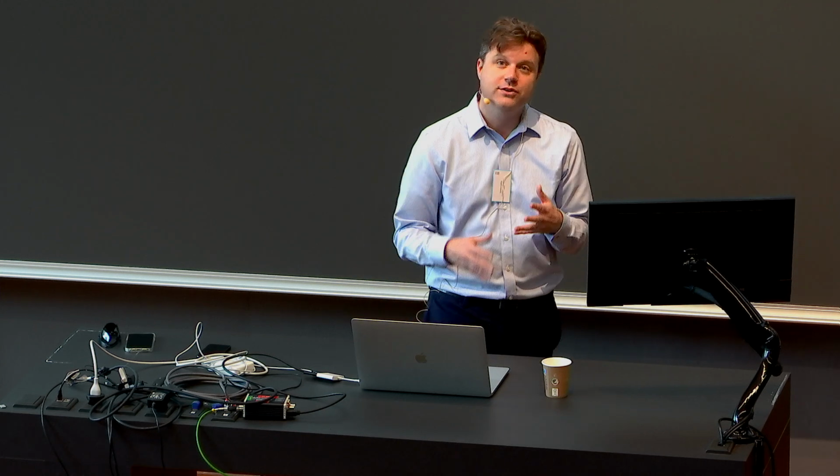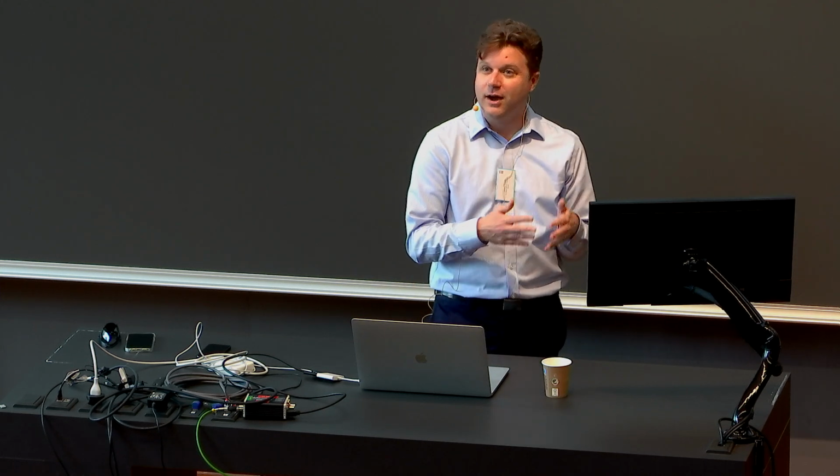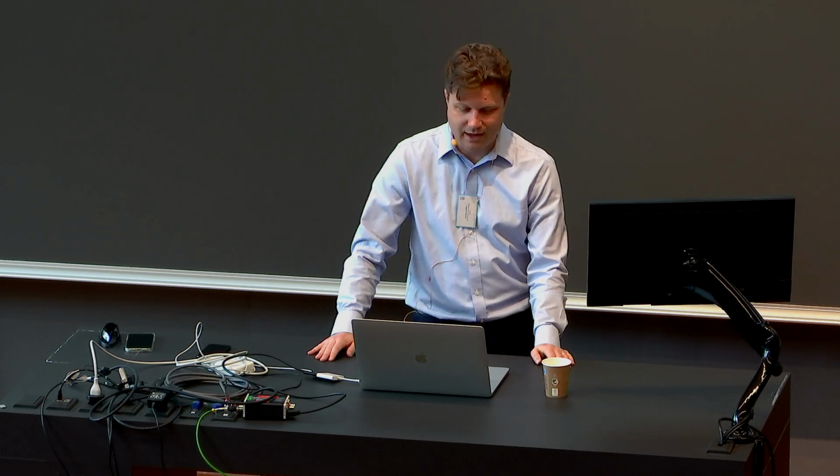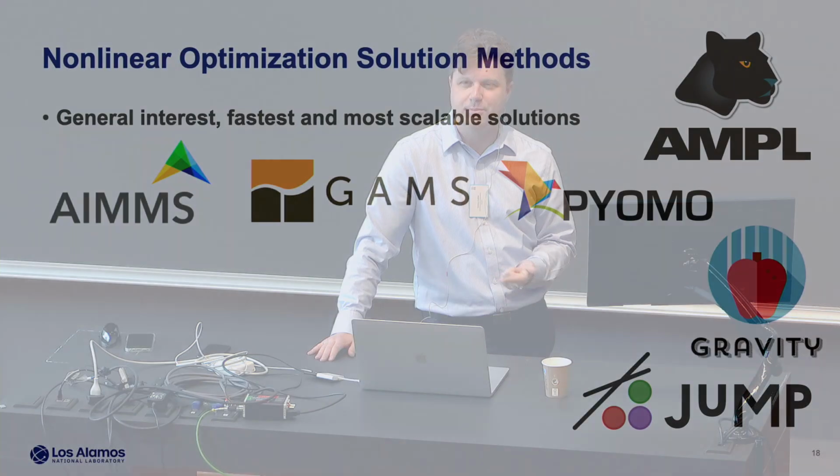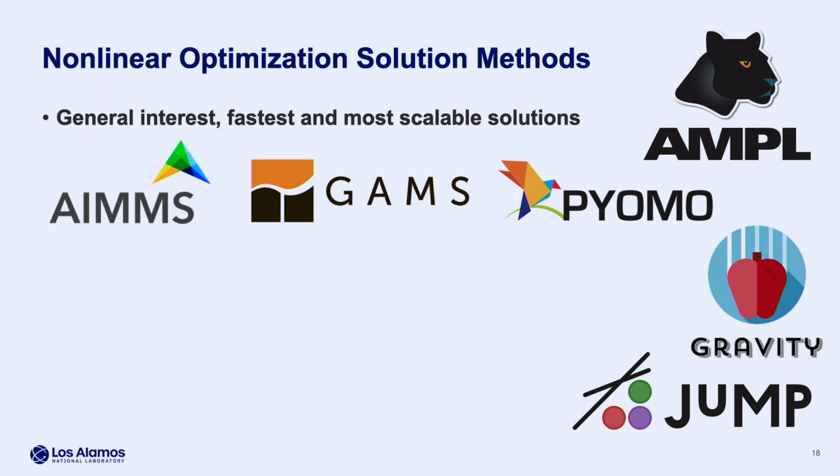OK. So if you want to solve the types of AC optimal power flow problems I showed you in the last slides, you have a bunch of different tools out there. You know, there's GAMS, there's AMPL. Those are kind of the oldest modeling tools out there. For open source, you've got things like Pyomo and JuMP, and I mentioned Gravity is kind of this lesser known one.